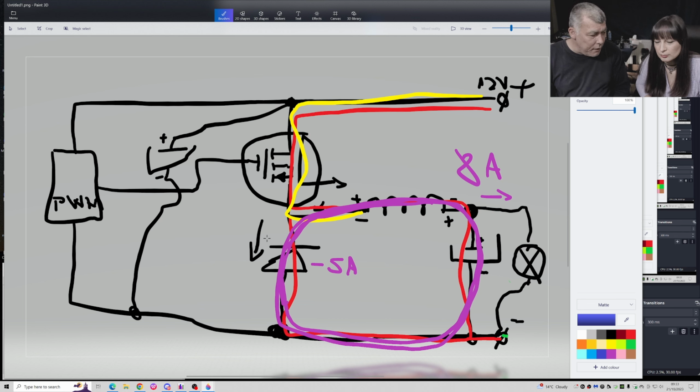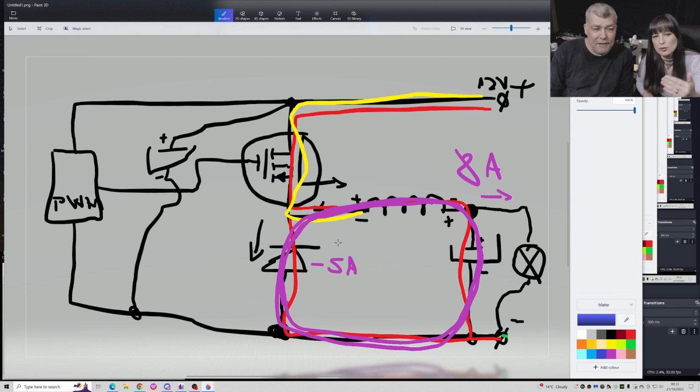Also, have in mind, you lose on this diode, like a Schottky diode, you are losing like 0.2 volts, right? That means you are losing power there. I mean, that's the reason why it's getting hot. So we can replace this diode with what?